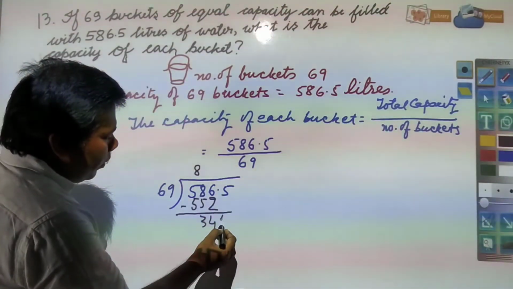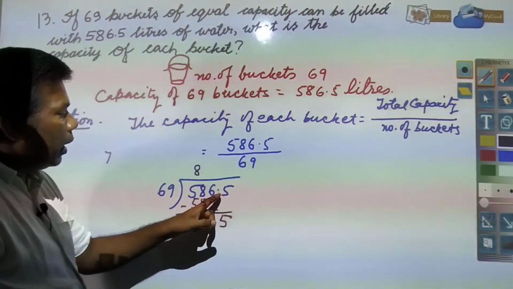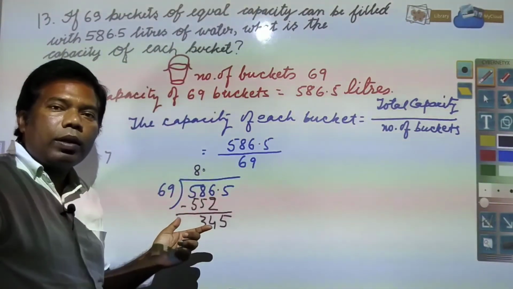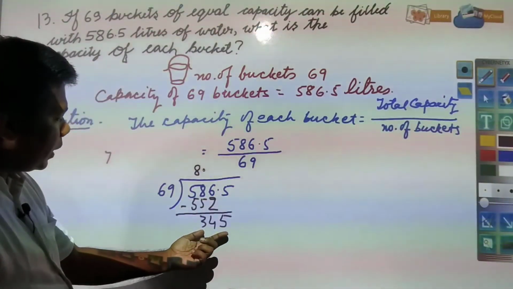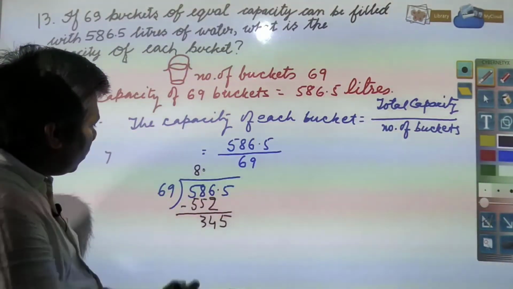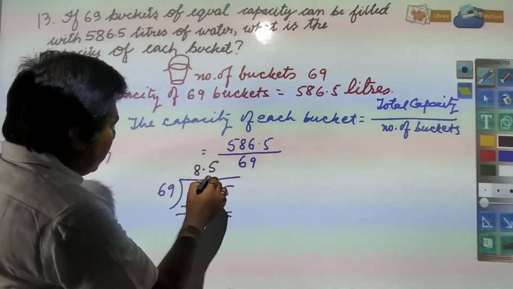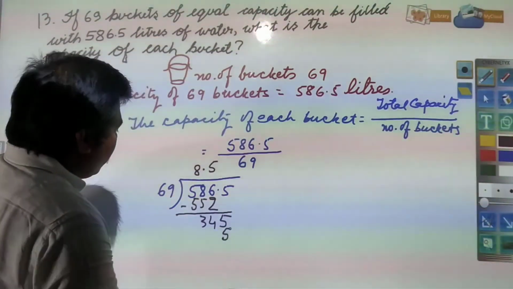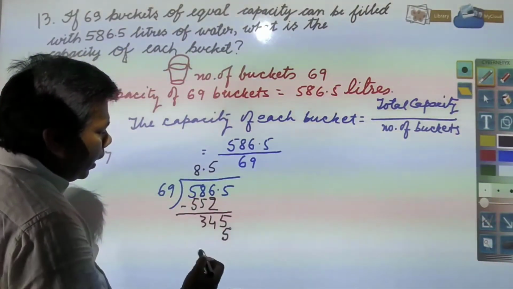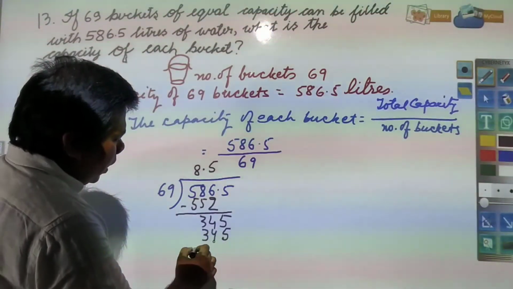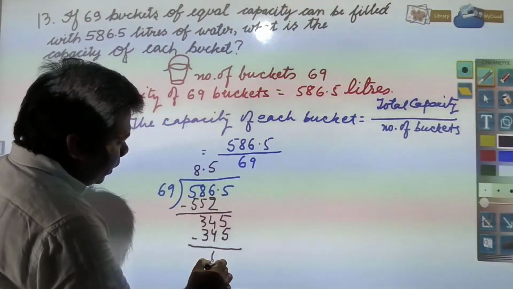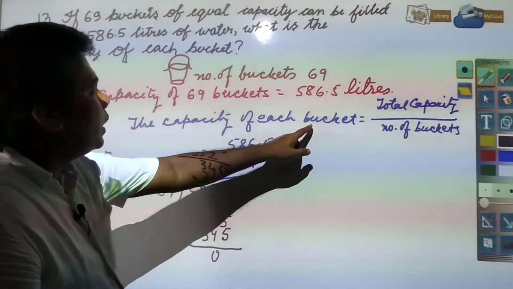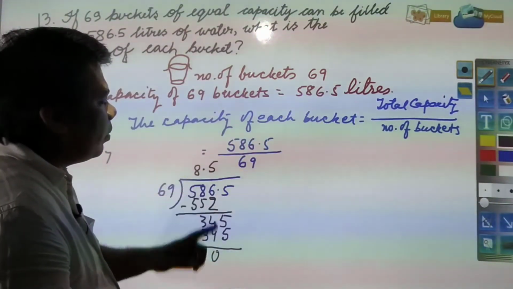And 5 is required to be taken down, and before 5 you have the decimal, so the decimal will be required to be put over here. Now you see how many times it will go. 5 times you try. 5 9s are 45. 5 6s are 30 and 4 is 34, and if you subtract you will get 0. So the capacity of each bucket will be 8.5 liters.